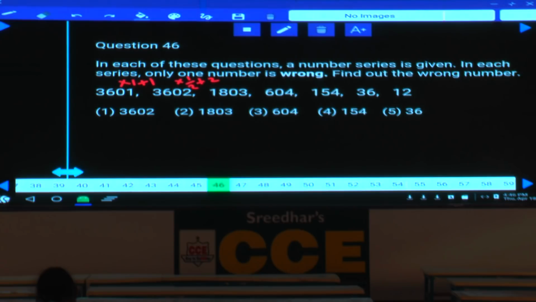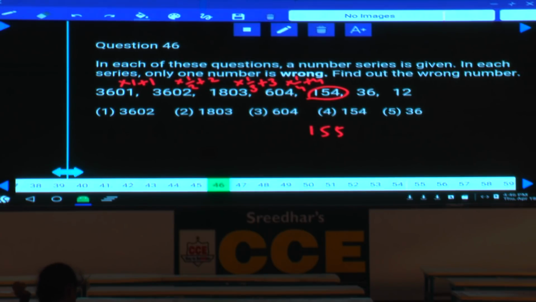Next one, 1803 into 1 by 3. What is 1803 into 1 by 3? That is 601 plus 3 is 604. Are you following this one or not? Into 1 by 1 plus 1, into 1 by 2 plus 2, into 1 by 3 plus 3. Next one, into 1 by 4 plus 4. What is 604 into 1 by 4? That must be 151 plus 4, must be 155 is the number. But here, what is the number given? 154. That is the wrong number. Are you following this one or not?